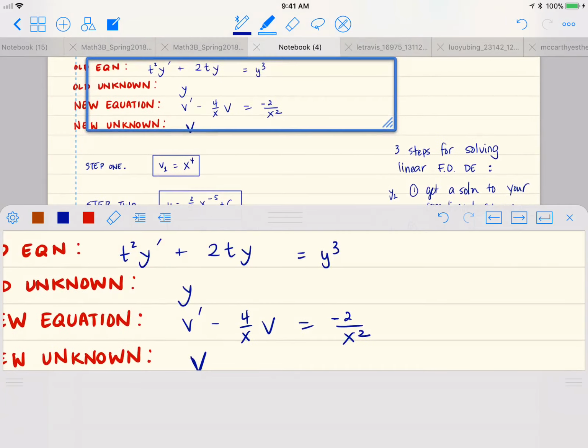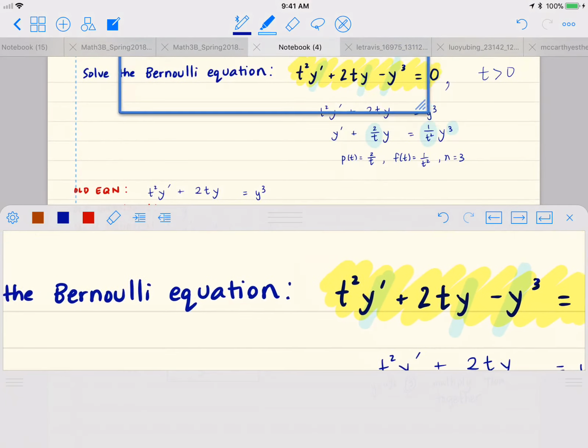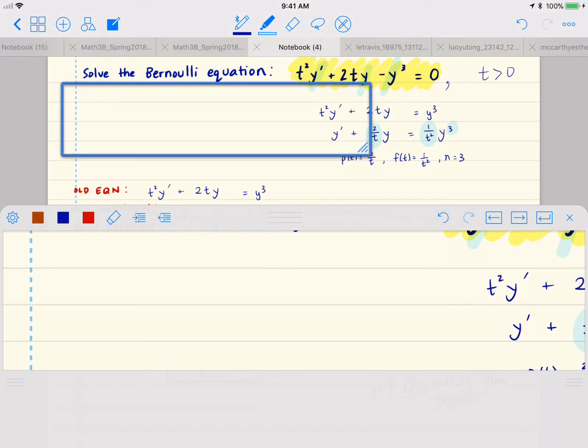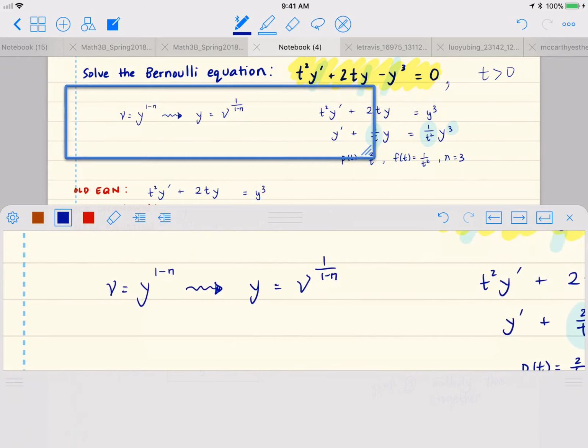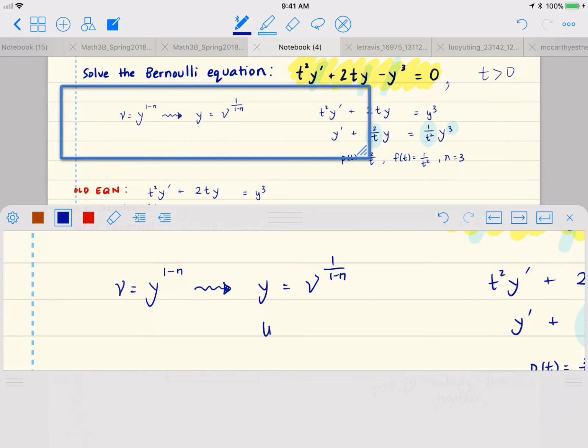We need to go back to our substitution. So the substitution that we used was v equals y to the 1 minus n. So in this, we said that's the same thing as y equals v to the 1 over 1 minus n. So for us, because n is equal to 3, y is equal to v to the 1 over 1 minus 3, which is v to the negative 1/2.